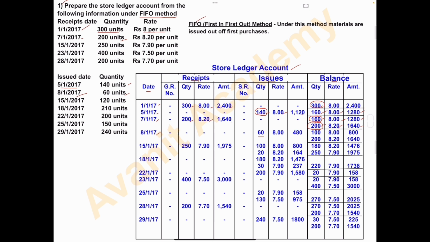So this method says that the materials which are purchased first will be issued first. So in this 160 bag and 200 bag, which one is the first bag?